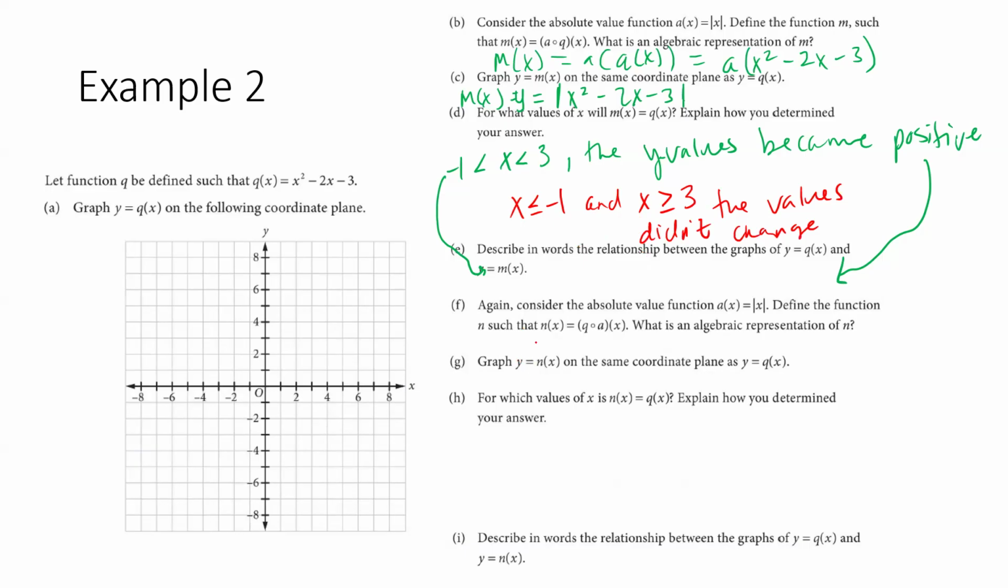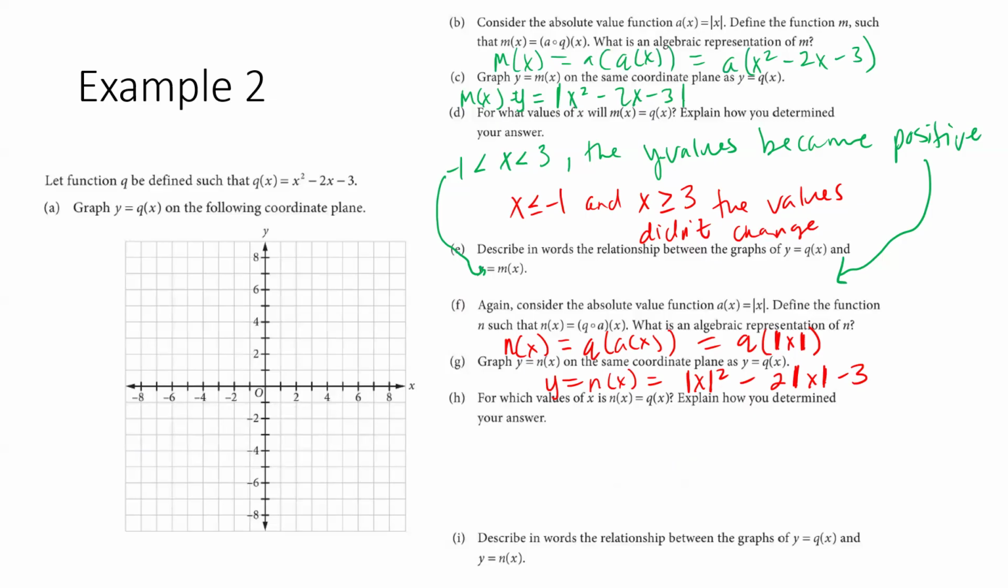Then when we did n of x is q composed of a of x, which meant that I'm taking all x values and turning them to the absolute value of x. So graphically, if I was to write it by itself, that would equal the absolute value of x squared minus 2 absolute value of x minus 3. And then you should be able to describe what we saw and what took place.